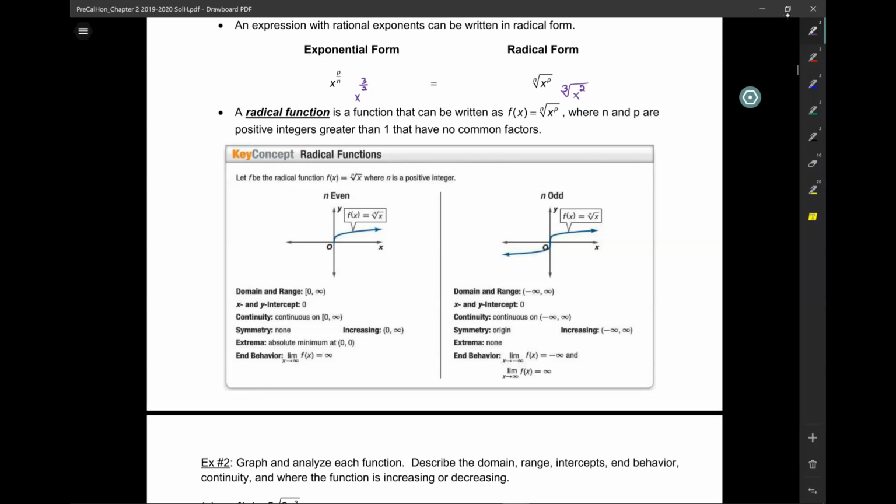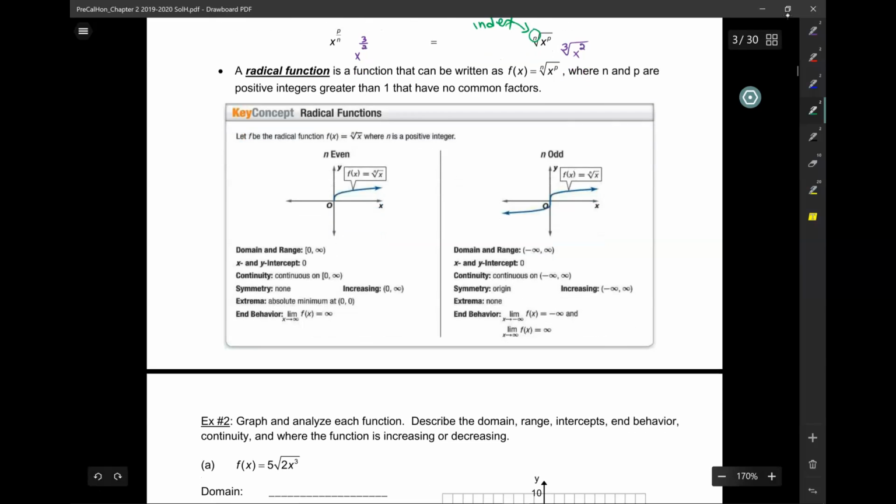Okay? So again, this is the index, right? If you remember from last year, that's the index. So we have to split this into two cases: when the index is even and when the index is odd. Now, when the index is even, let's say square root of x, sixth root of x, the radicand must be positive. So the graphs will look like this.